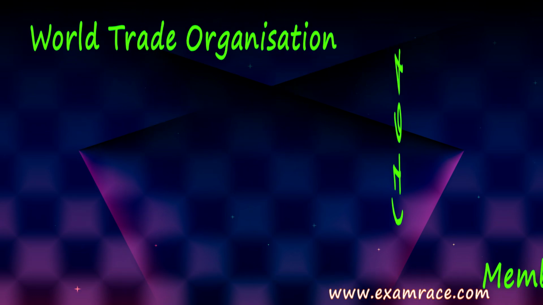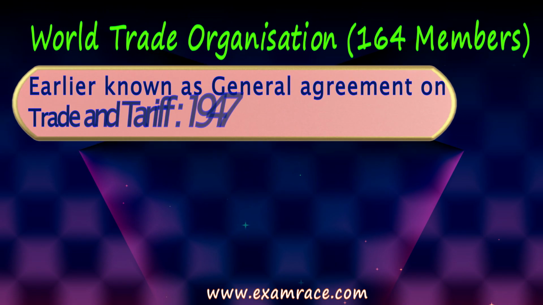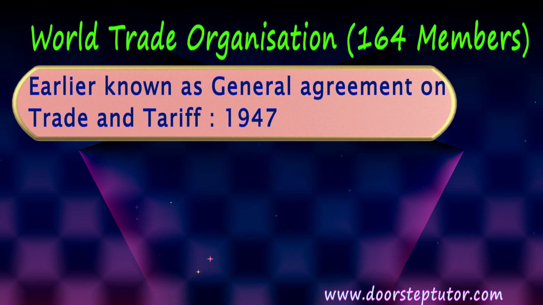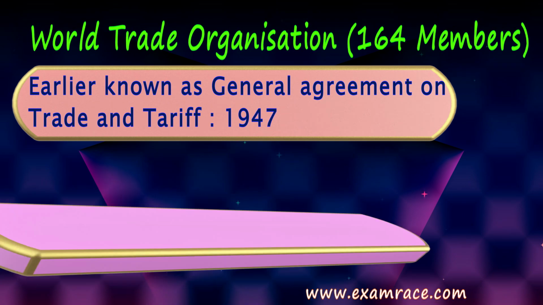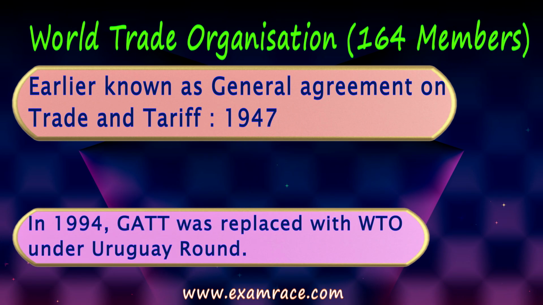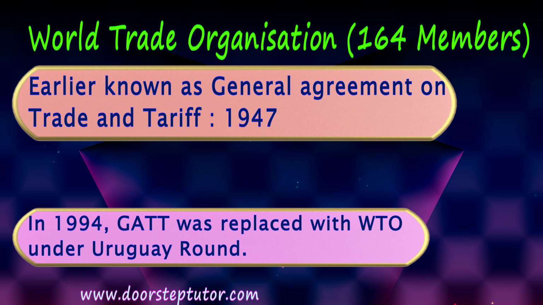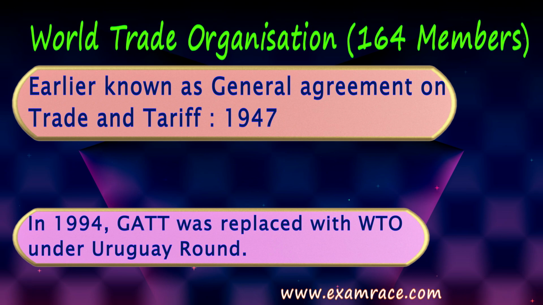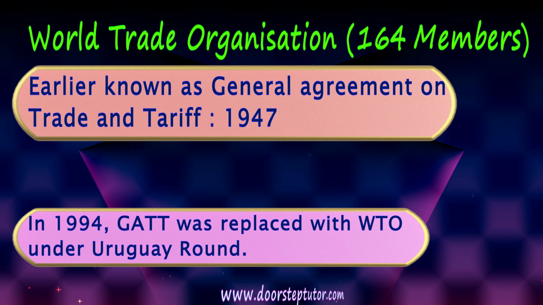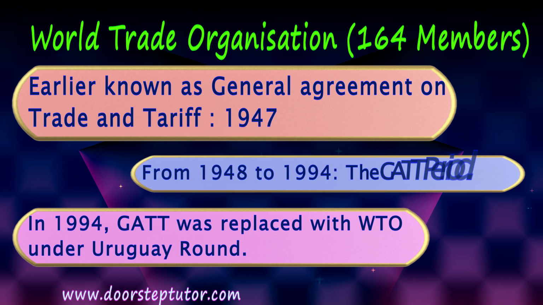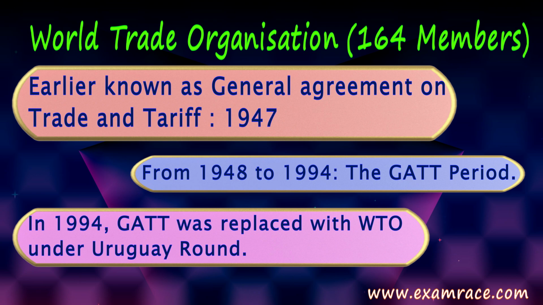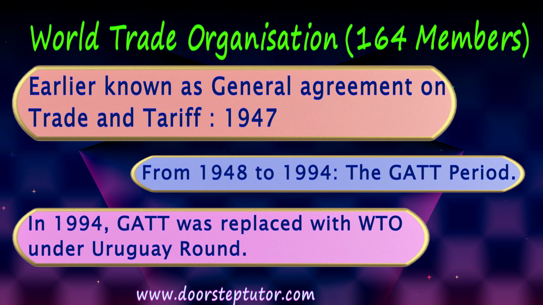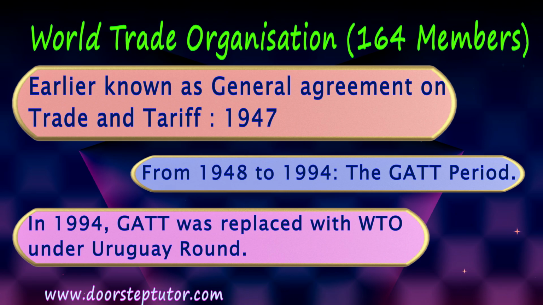The World Trade Organization was earlier known as the General Agreement on Trade and Tariff. Thus, it came into being in the year 1947. Under the Uruguay round in the year 1994, it was decided that GATT will be replaced with WTO, and so in the year 1995 WTO came into being. So the era between 1948 to 1994 is known as the GATT period, and during this GATT period various countries like US, China experienced a massive growth in their international trade.